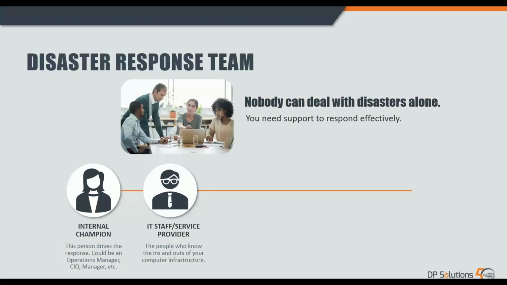IT staff or services provider. Obviously, these are the people who know your infrastructure and are going to be the ones who are turning the wrenches, coming up with the technical solutions to these problems, and so on and so forth.